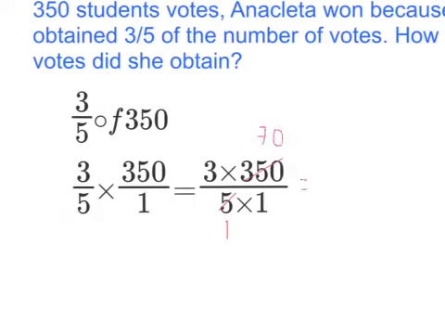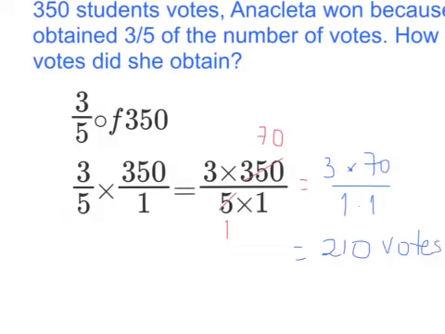So now it's a lot easier to get the result, because now all you need to do is mentally multiply 3 times 70 over 1 times 1. The result, what's going to be? 3 times 70 is just 210 over, of course, 1. And this is 210 votes. This is the answer of the problem. How many votes out of 350 did Anacleta get? She obtained 210 votes out of those 350.